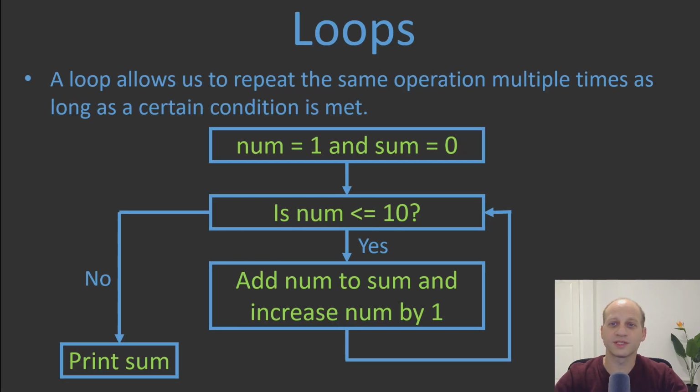And if the number is still not bigger than 10, we add it to the sum and add 1 to num. After we did this, we go back to the condition and check again if the number is less than or equals to 10. And we continue like this until num becomes 11. At that point, the condition will evaluate to false and we will get out of the loop. This is basically the idea of loops. Now we are going to see different types of loop.